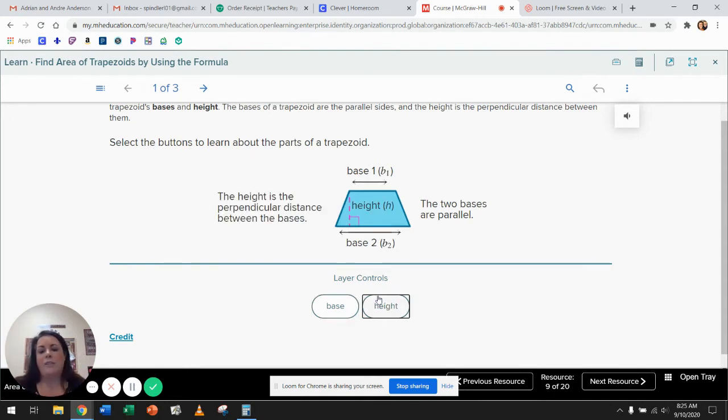Just use the parallel sides as bases. The height is just like the height of any other shape, right? It goes from the base, one of the bases, well in this case both because they're parallel, from the base, and it runs perpendicular. Okay, so remember, we're always talking about those right angles. It has to be at a right angle.